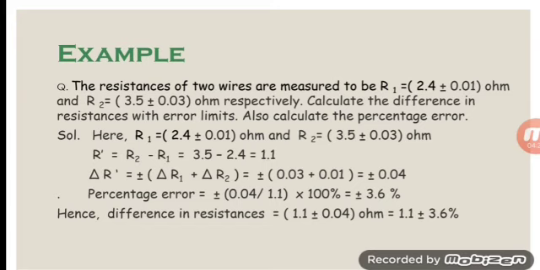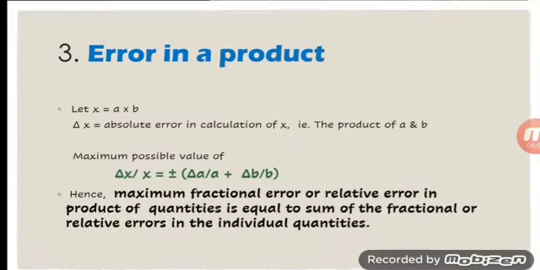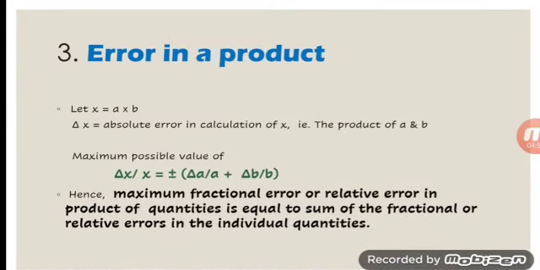Hence the difference in the resistances will be equal to the value that we have obtained, 1.1, and the net error that has come to be plus minus 0.04. Therefore the difference in the resistances will be 1.1 plus minus 0.04 ohm, or it can be written as 1.1 plus minus 3.6% in terms of the percentage error. Now the third one, error in a product.